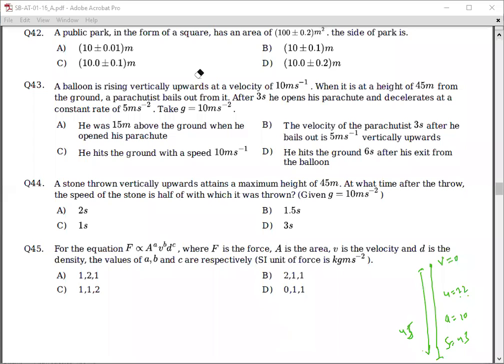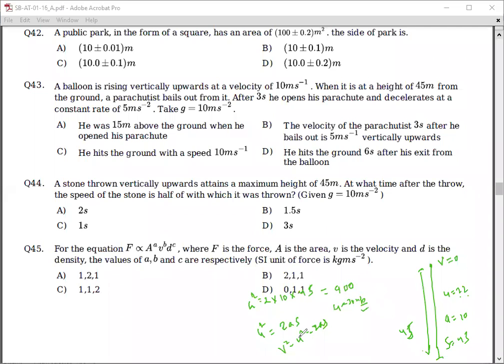V squared minus U squared is equal to 2as. Actually it will be minus 2as, but what will A be? Negative, so I directly wrote 2, since negative times negative is positive. So U squared is equal to 2 into 10 into 45. I guess all of you can solve it now. It is 900, so U is equal to 30 meters per second.